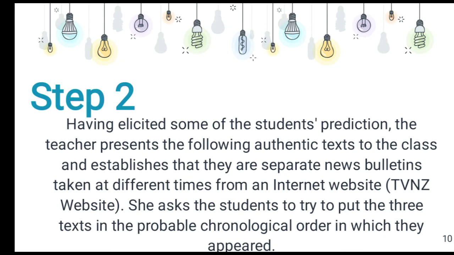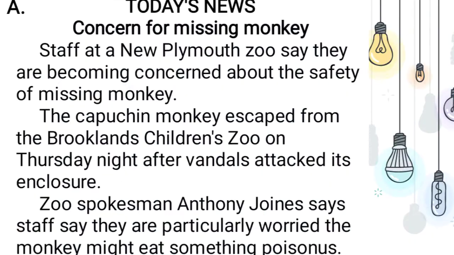Step 2. Having elicited some of the students' predictions, the teacher presents the following authentic texts to the class and establishes that they are separate news bulletins taken at different times from an internet website, the TVNZ website. She asks the students to try to put the three texts in the probable chronological order in which they appeared.